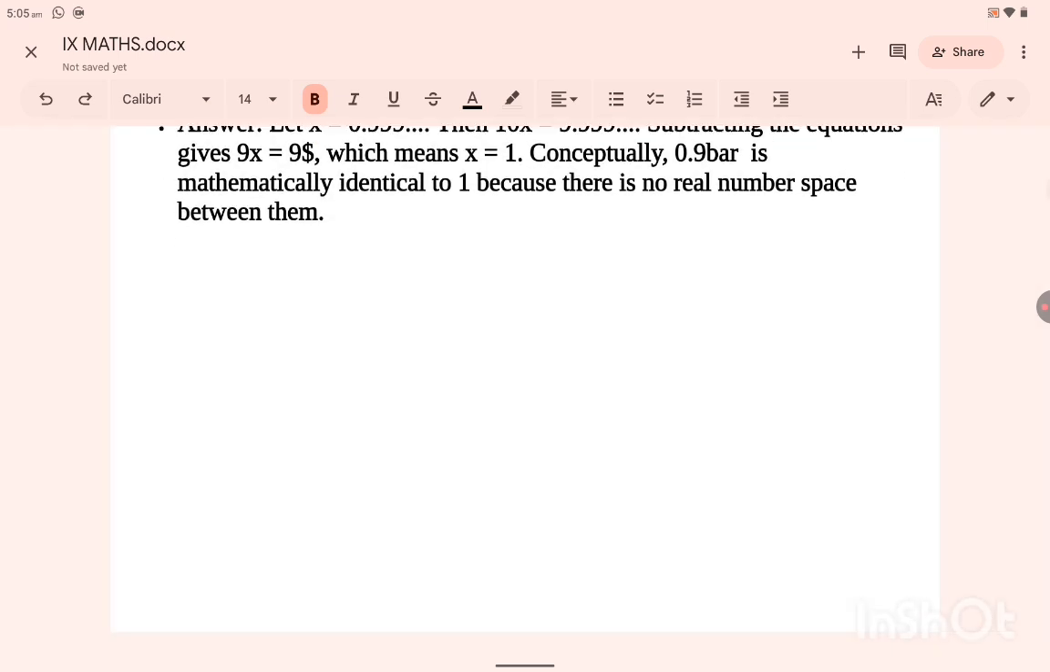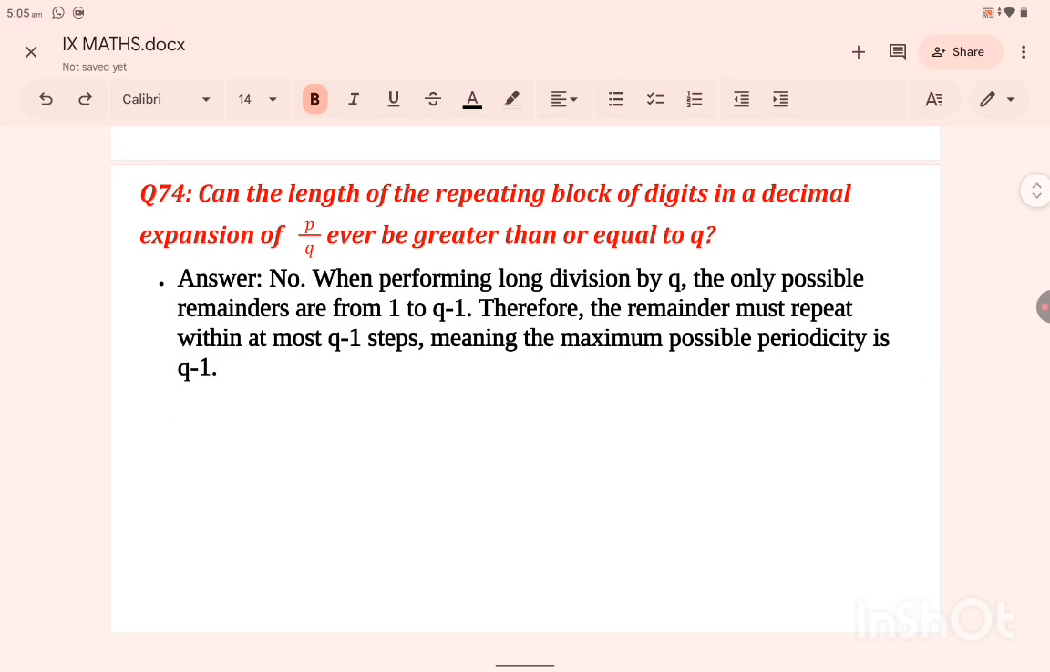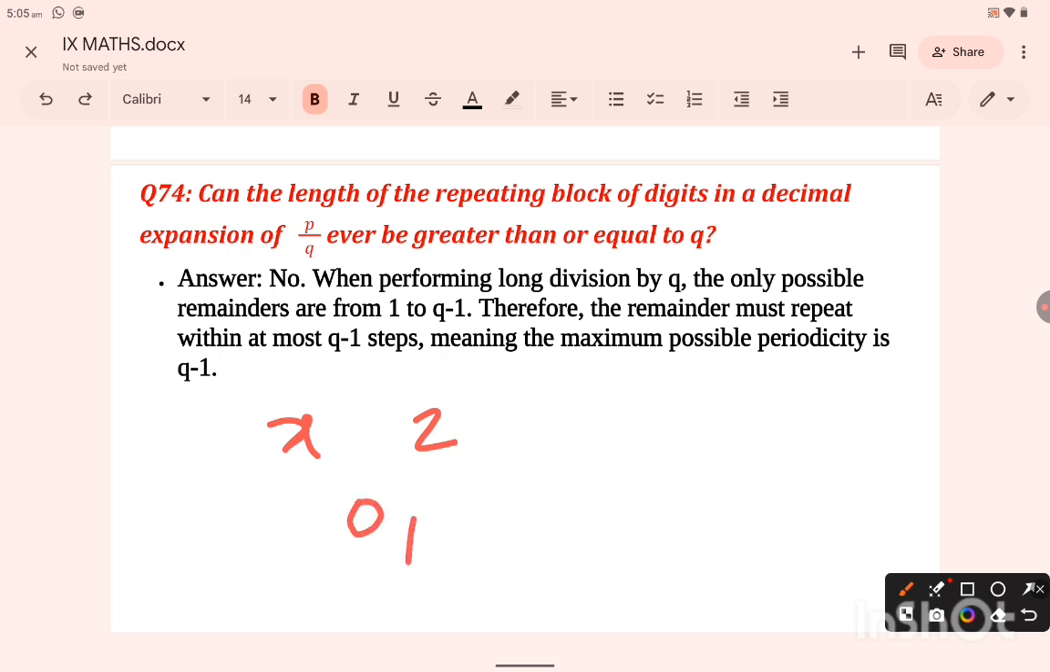Now next question, 74. Can the length of the repeating block of digits in the decimal expansion of p by q ever be greater than or equal to q? Already we know that when any number is divisible by 2, suppose any number x is divisible by 2, then the possible remainders are 0 and 1.